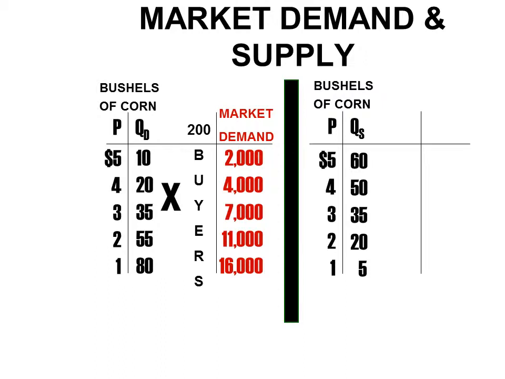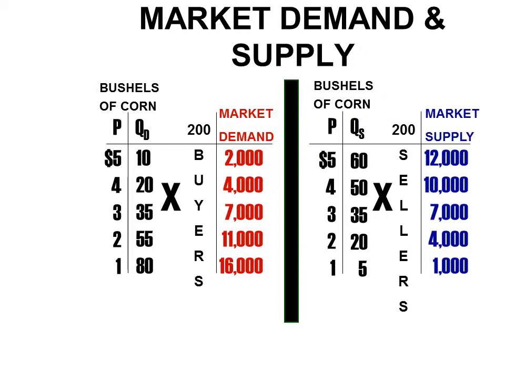Well, what about on the supply side of this equation, right? All right, well, here we have the same prices, $1, $2, $3, $4, $5 per bushel, and the blue shows us the market supply of corn. So these are all the corn farmers, corn producers. Now remember, there's a direct relationship between price and quantity supplied. If price goes up, quantity supplied increases. If price goes down, quantity supplied decreases.